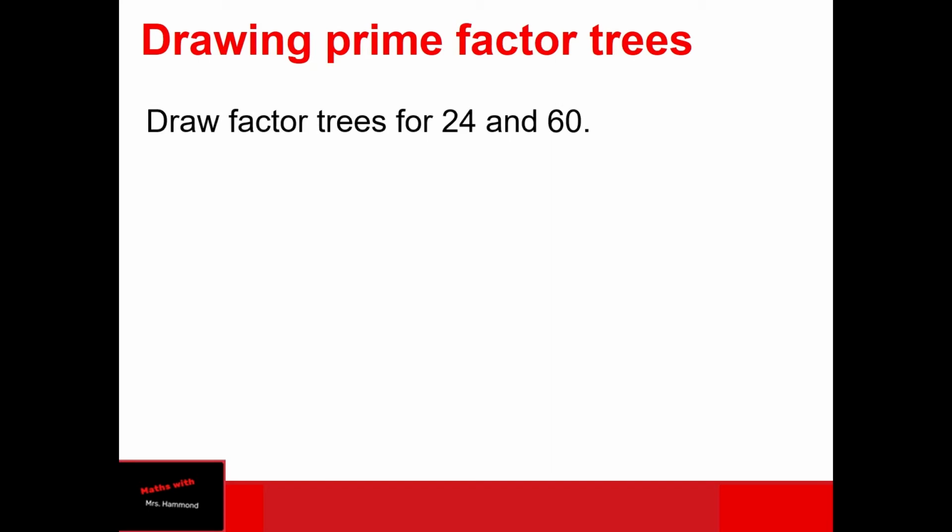I'm going to use 24 and 60. Now, the first thing I'd like you to think of are pairs of numbers that multiply together to give 24 and 60. Now, for 24, we've got 1 and 24, but please, when you're drawing a prime factor tree, stay clear of 1 and that number. It's not going to take you far. You just want to stay away from 1.